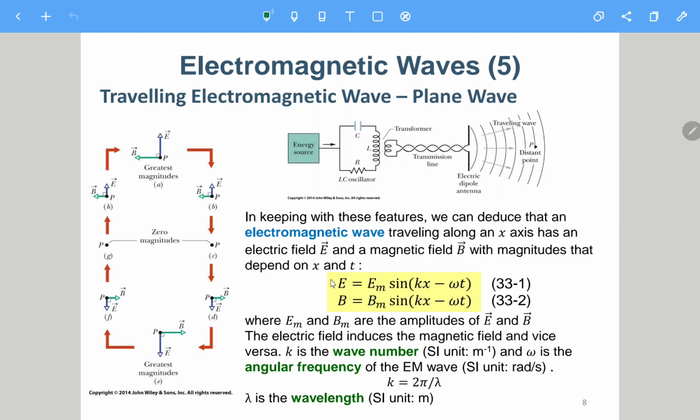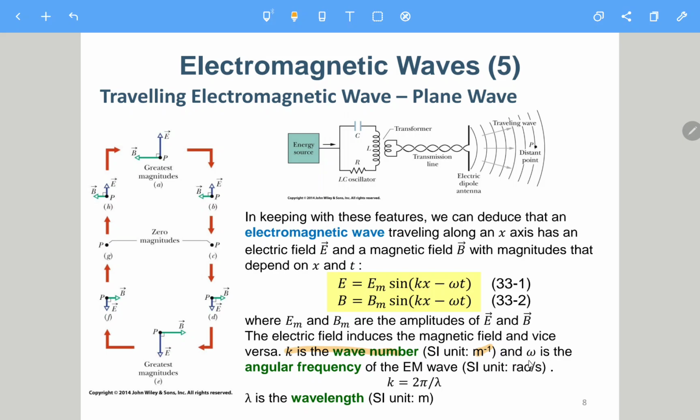So here it says the magnitude of the E field is... sorry, it should be the E field. The E field is a function of x, where x is the position, and t is the time. It's a function of position and time. K is a constant, omega is a constant, and Em is the amplitude of the E field. And similarly, we have the B field, just changing E to B and Em to Bm. So Em and Bm are the amplitudes of the E field and B field. And then K is called the wave number. The SI unit is meter inverse, 1/meter.